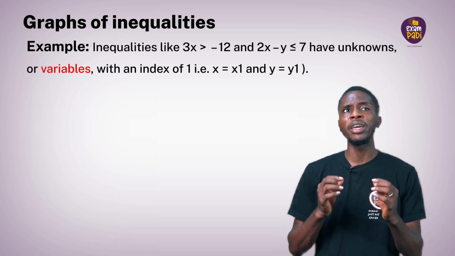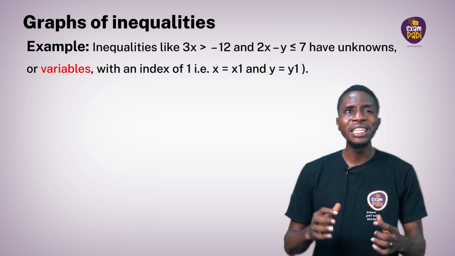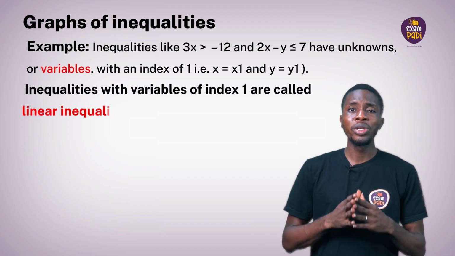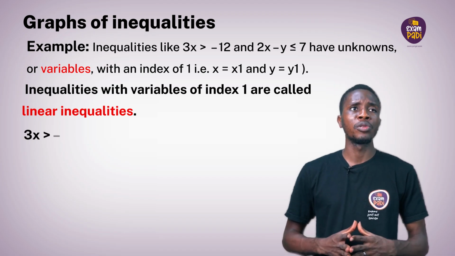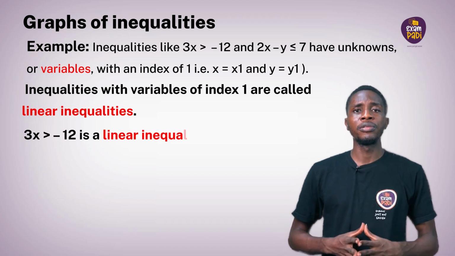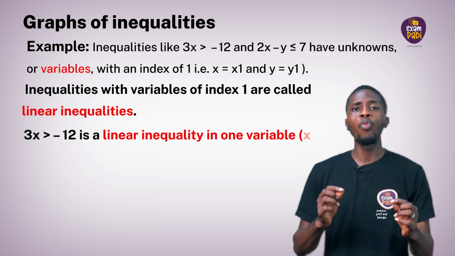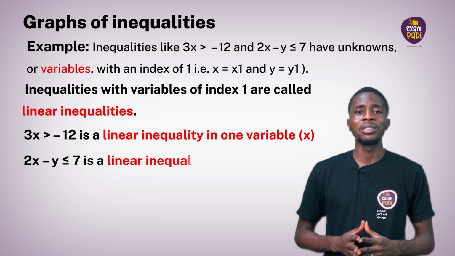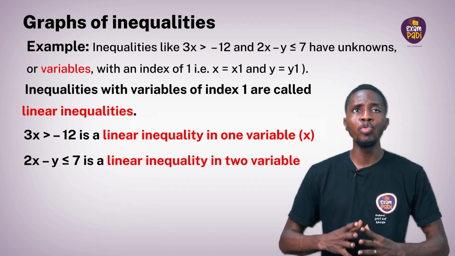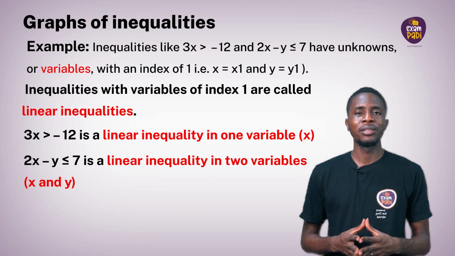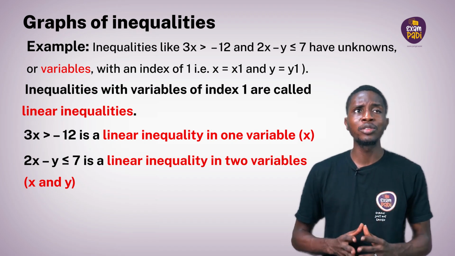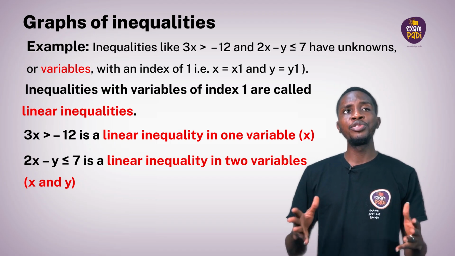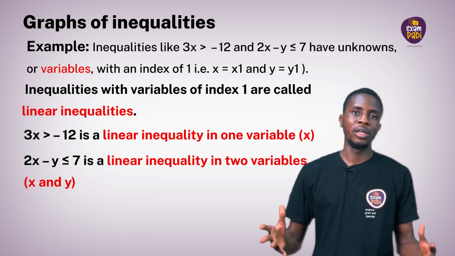Inequalities with variables of index 1 are called linear inequalities, that is, inequalities on a straight line without any numerator or denominator. 3x greater than minus 12 is a linear inequality in one variable x. 2x minus y less than or equal to 7 is a linear inequality in two variables, x and y. This lesson is restricted to linear inequalities in one variable.